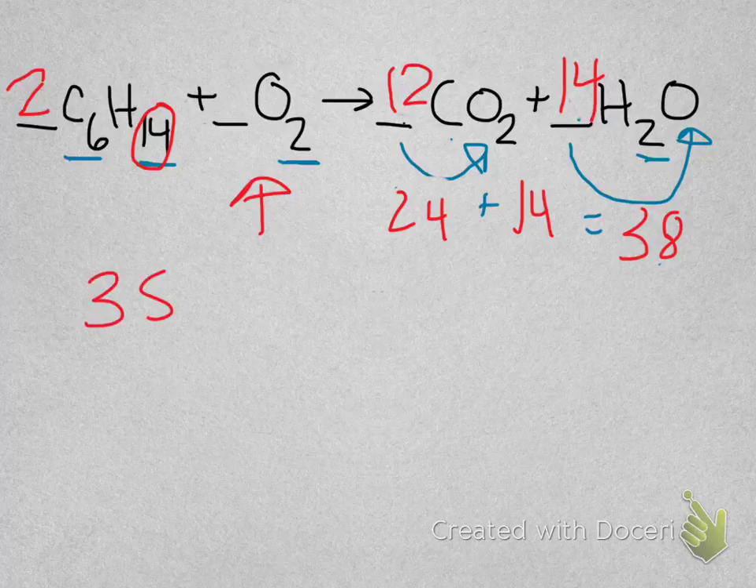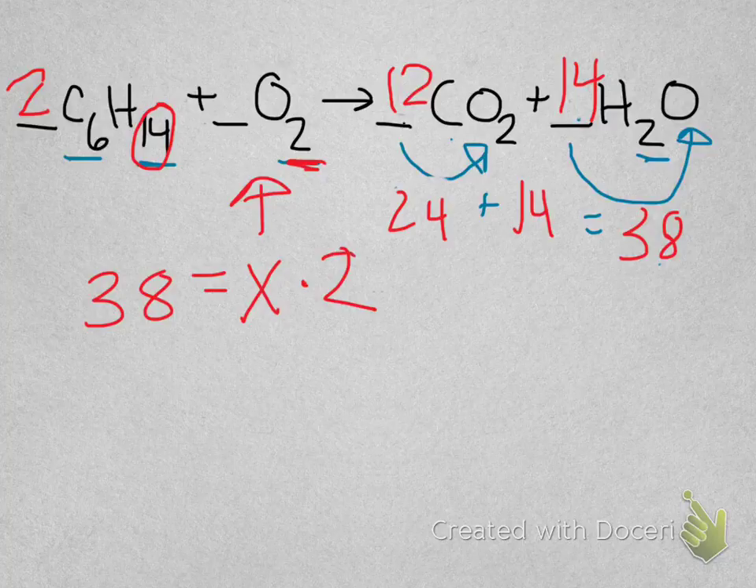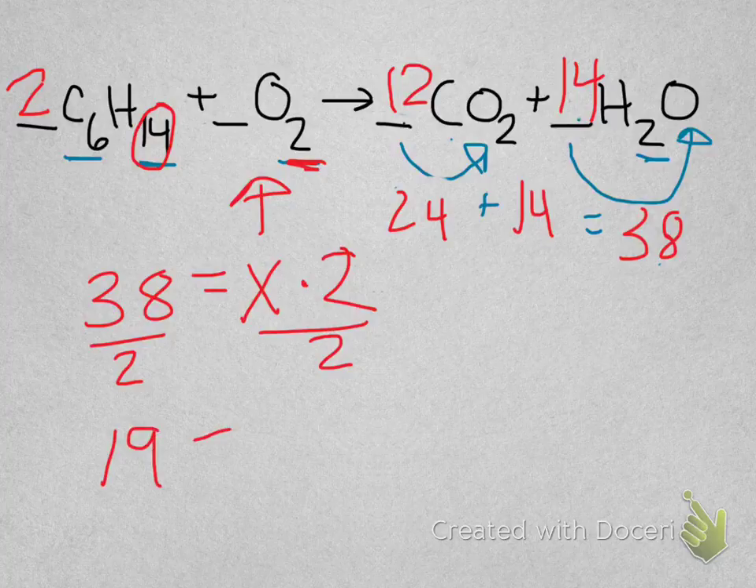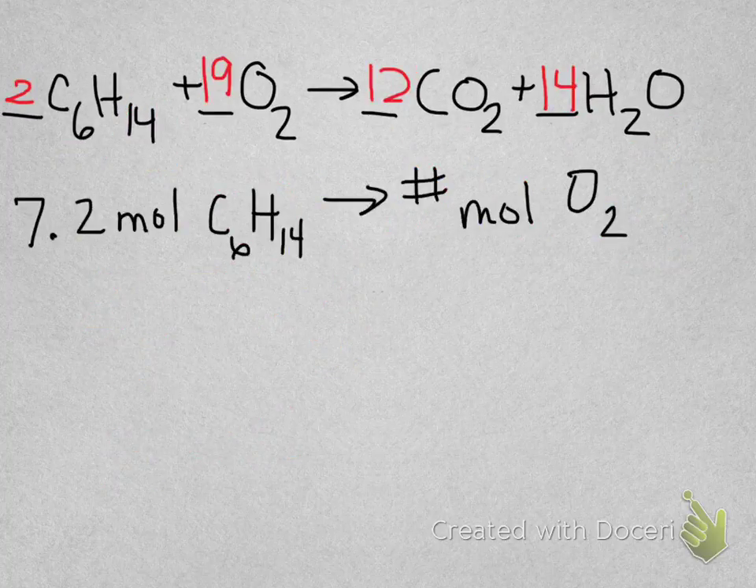So 38 is going to equal something, that X is going to go into as our coefficient, times 2, because we have 2 oxygens here. So divide both sides by 2, and we get 19 equals X, so our coefficient becomes 19. And here we have our balanced equation.